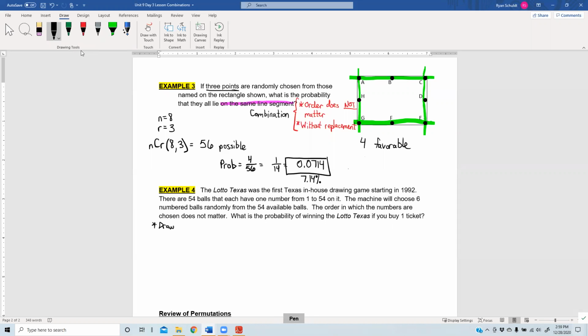They're not putting the balls back in there. Now, does the order matter? Let's say you're wanting to win the jackpot on the Lotto. Does the order matter when they're drawn? No. So order does not matter. These two together tell you that this is a combination.